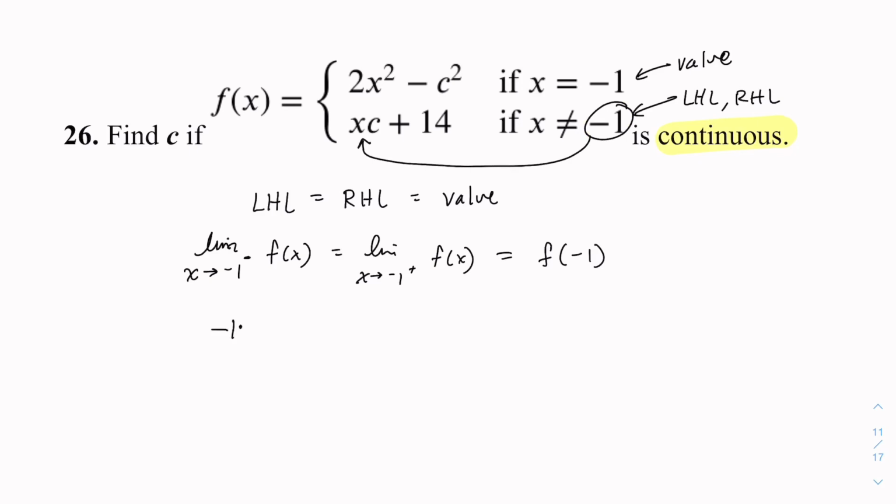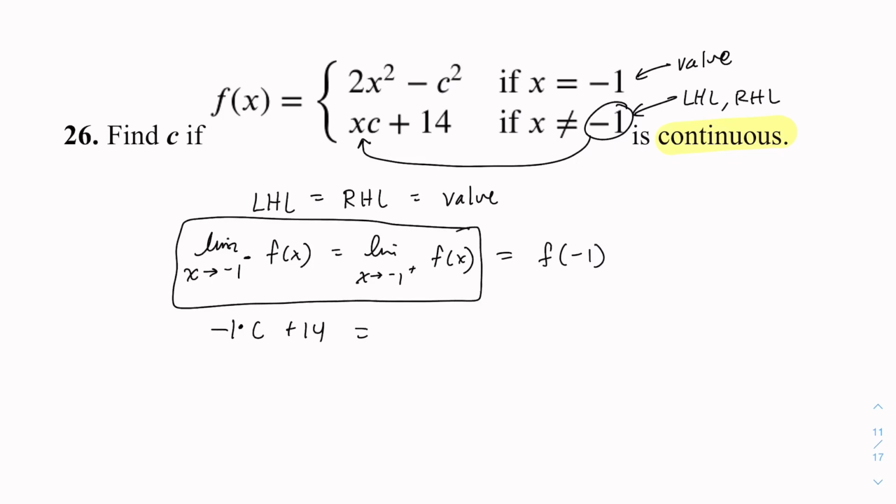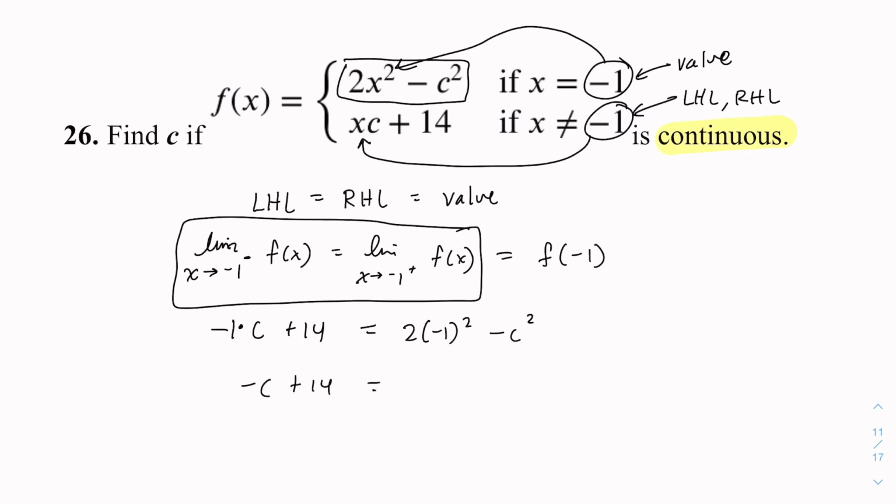Plugging in -1, recall we're always plugging that in for x. We'll get -1 times c plus 14. Now since our left and right-hand limits are the same, we're just going to write that once. It doesn't make sense to write the exact same thing again. And we want it to equal the value at -1, so we'll plug in -1 here, because when x equals -1, we're dealing with this function. So it's 2 times -1 squared minus c squared. Let's see what happens next. -c plus 14 equals 2 minus c squared.